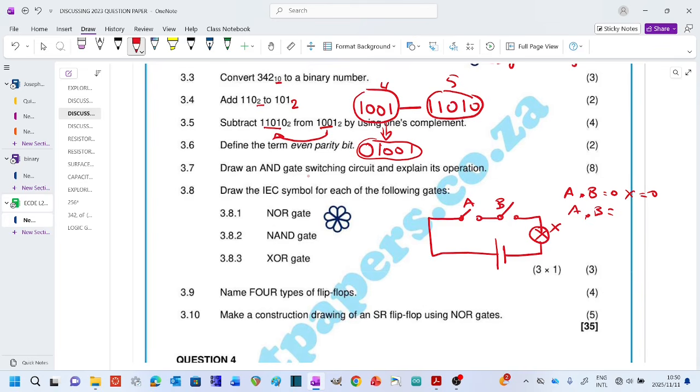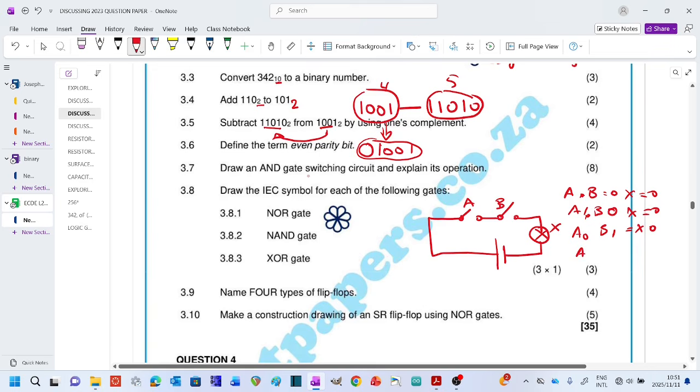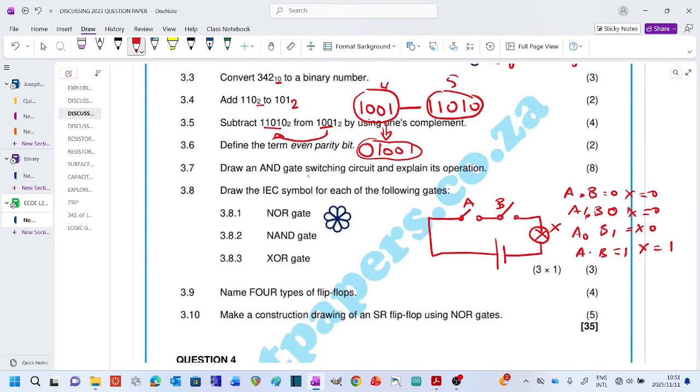If A is 1 and B is 0, what happened? X is still equal to 0. If A is 0 and B is 1, X is still 0. The only time X is equal to 1 is if switch A and B equal 1, then X is going to be equal to 1. That's how you explain this.